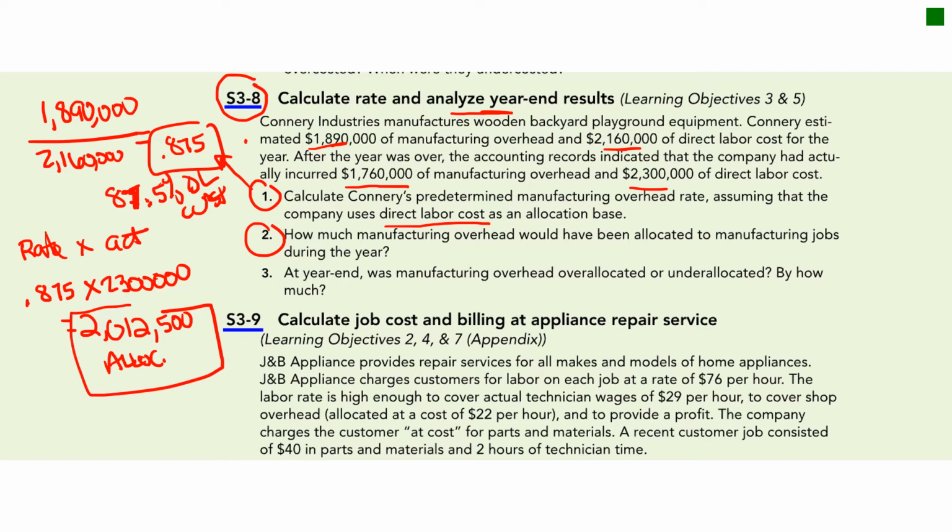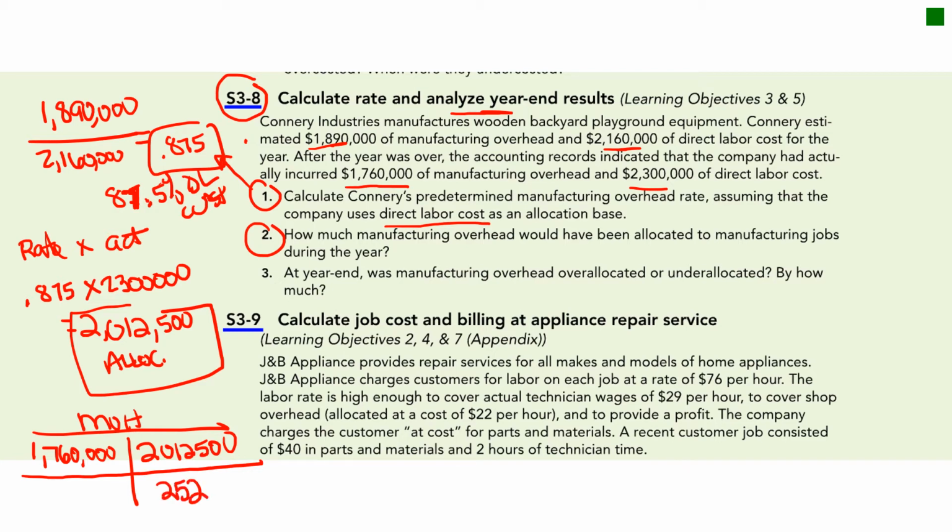So that's part 2. Part 3 would say at the year end, manufacturing overhead was over or under, and by how much. So again, I'm going to draw my T account. And remember, the debit side gets the actual. The actual overhead was given in the problem of $1,760,000. That goes on the debit side. The allocated overhead goes on the credit side. And clearly, you can see right here, we're going to be over by, in this case, $252,500. Over allocated is your answer.